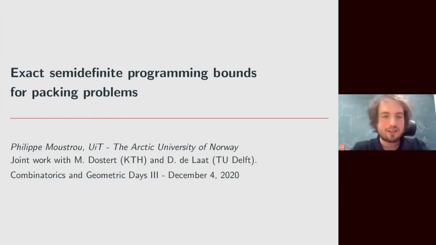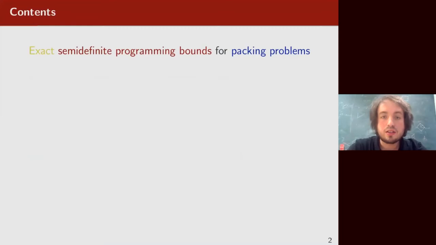So yeah, I'm very happy to introduce this session, which is oriented towards sphere packings and optimal configurations. I'm going to talk about a project which was joint work with Maria Dostert, who will be the next speaker, and also David de Laat, who is in Delft. But since I'm the first one in this session, I will spend some time introducing the topic. I think it makes sense to introduce the problems we want to look at.